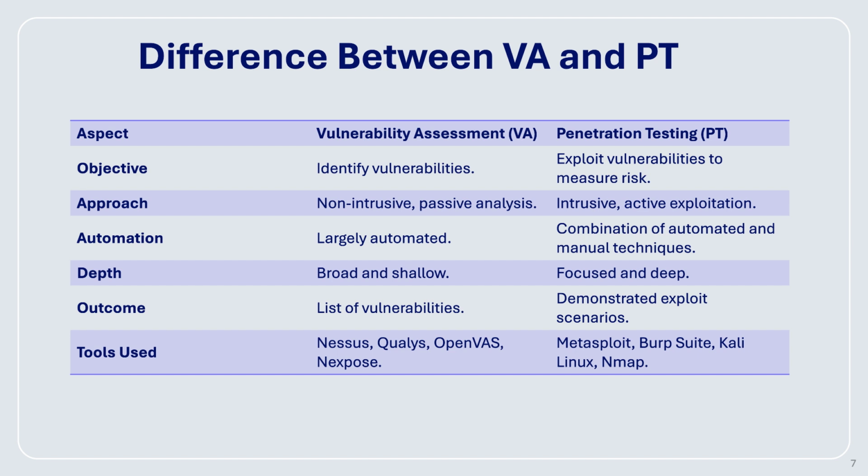So the output: the result of VA is a list of vulnerabilities ranked by severity, which provides a snapshot of security issues. The output of PT is a demonstration of exploitability, essentially a report showing which vulnerabilities can be exploited and their potential impact. And the fourth point is time and cost.